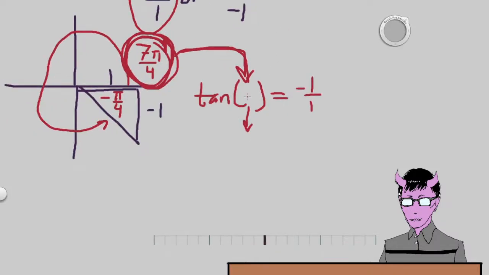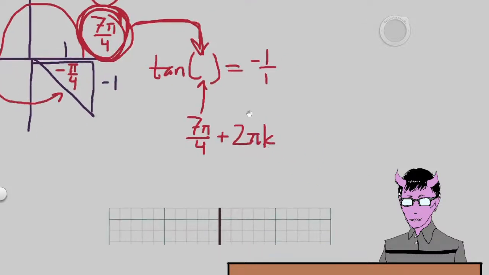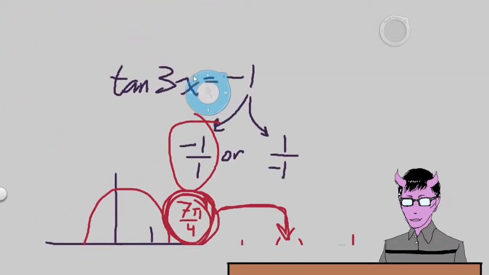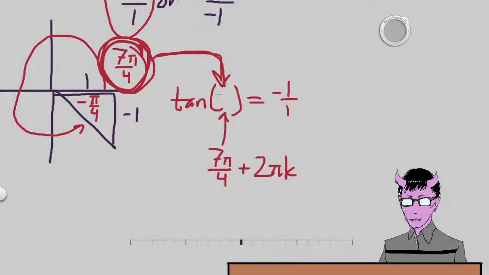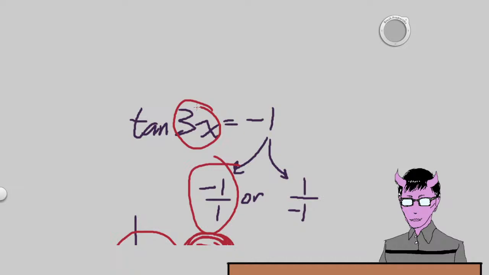So we acknowledge that putting 7 pi over 4 into the tangent function gets us this ratio. So therefore, any coterminal angles with this one will also give us a ratio of negative 1 to 1. So all you need to do is account for all coterminal angles by putting plus 2 pi k, k is an integer, of course. But here's the thing, though. Now we need to consider what our actual input is. It's not just a generic theta. It is in fact a 3x.